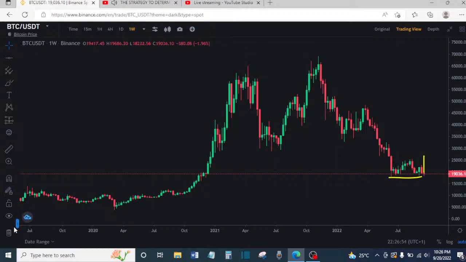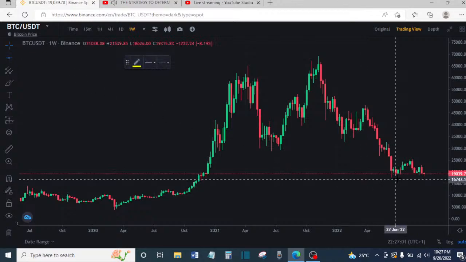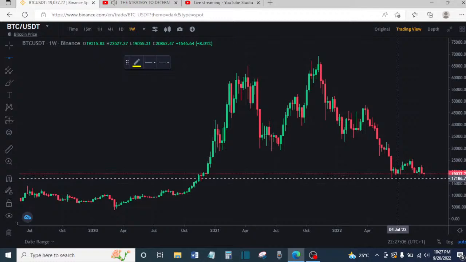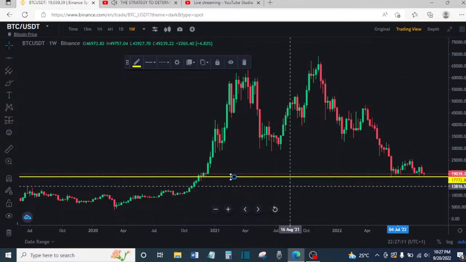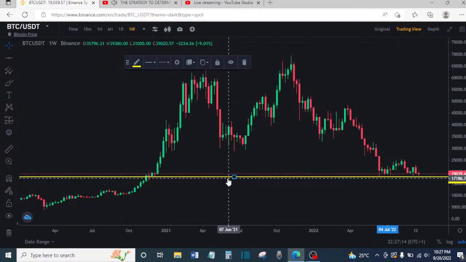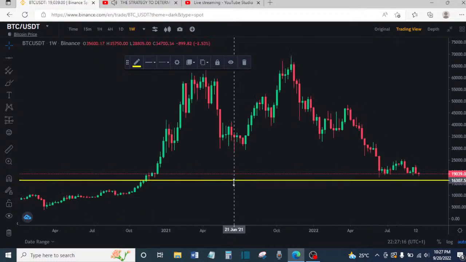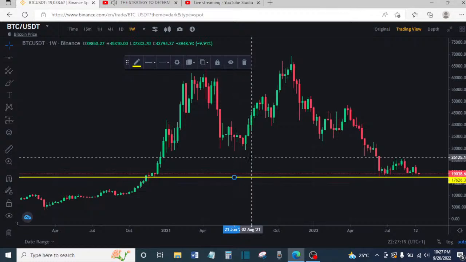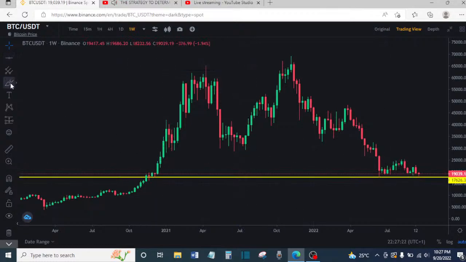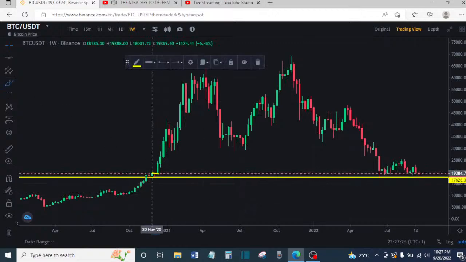I wanted to delete this. Good. Alright, so now let me place a horizontal line where we have this red. Okay, you can see that it is forming a double bottom here. This point here and this point here.